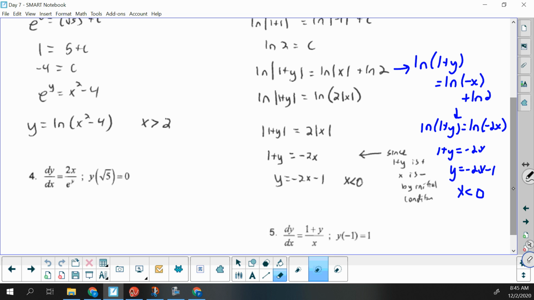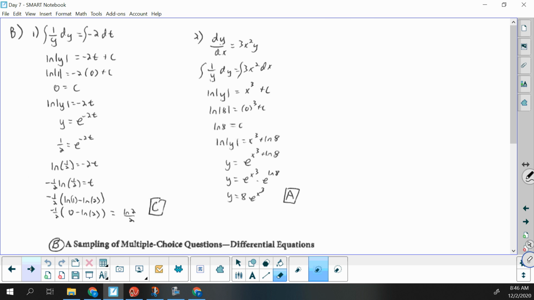We could not have x equals 0 because in the original differential equation, x was in the denominator. So we had to pick which side of 0. In our initial condition, we have x is -1, so that's why we wanted less than 0. And for each of these, they weren't restricted domains, so I'll just pause. You can just pause where needed for any of the ones from the multiple choice.